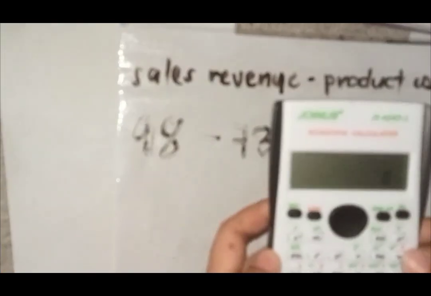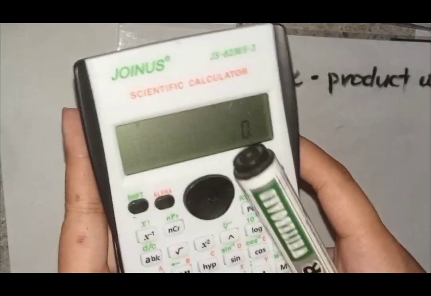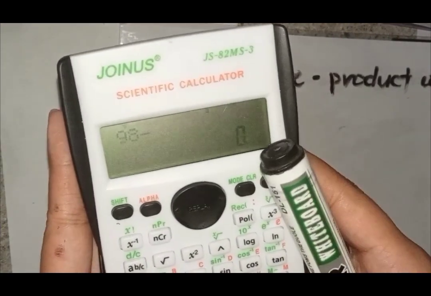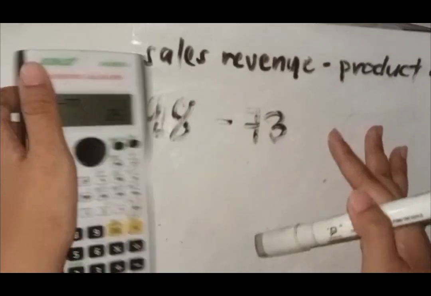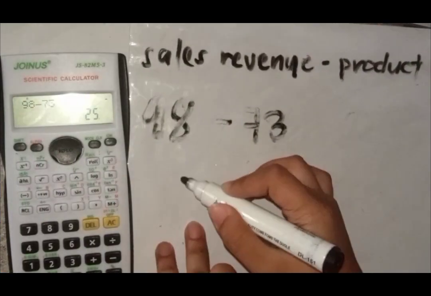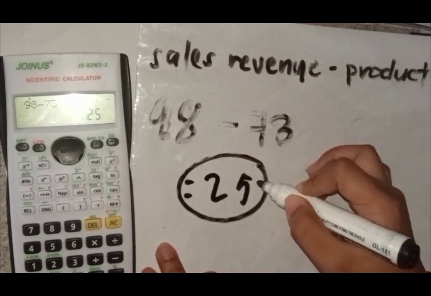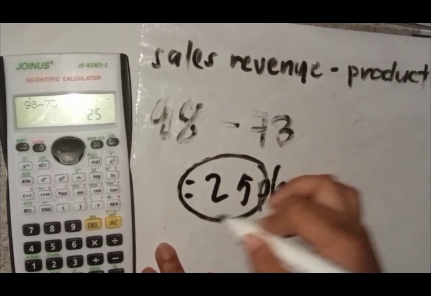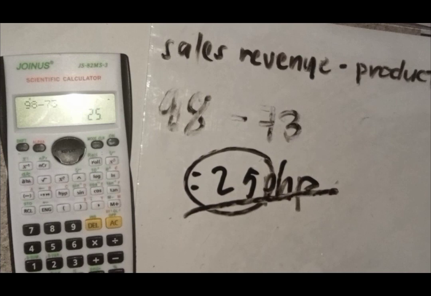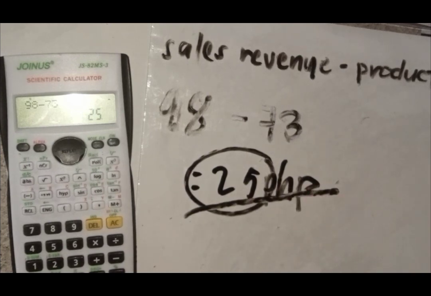Calculator. 98 minus 73 is equals to 25. So, mayroong 25 pesos PHP. 25 PHP ang frame. Ayan ang gross profit ng ating number 1 question.